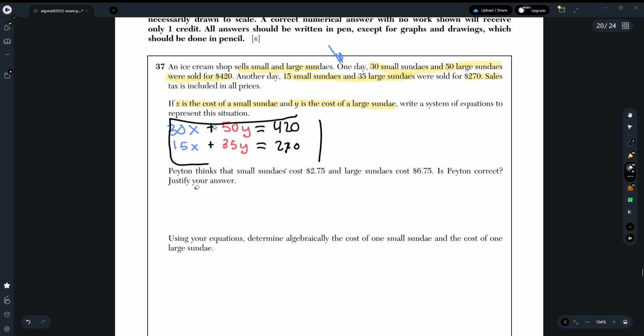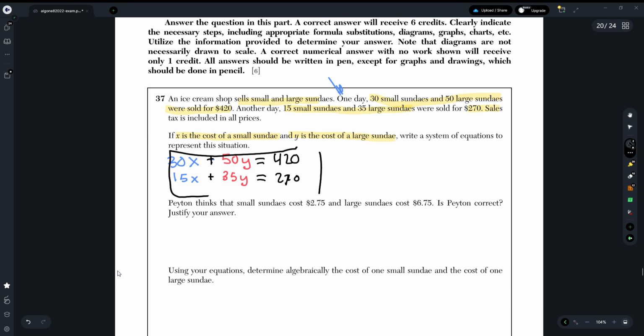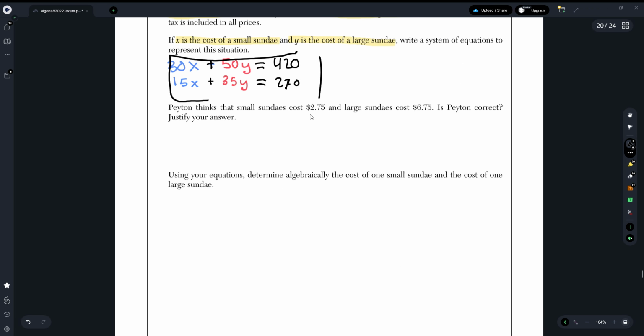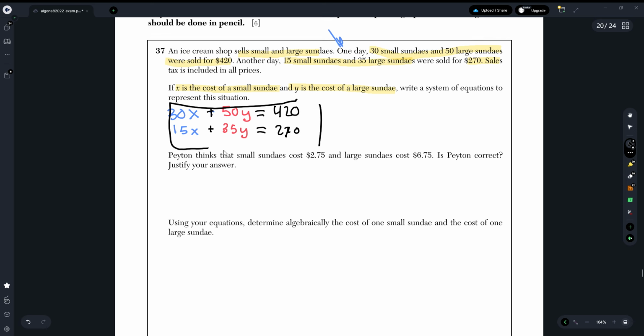The second one says that Peyton thinks that the small sundaes cost $2.75 and large sundaes cost $6.75. Is Peyton correct? Justify your answer. Well, we just modeled the scenario, so the easiest way to check if Peyton's correct is just to plug in those values. Here we're going to have 30 small sundaes times 2.75, and here we're going to add 50 large sundaes times 6.75, and we're going to check if it equals 420.